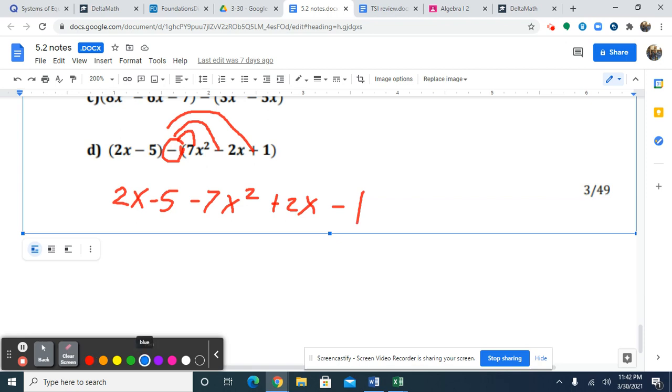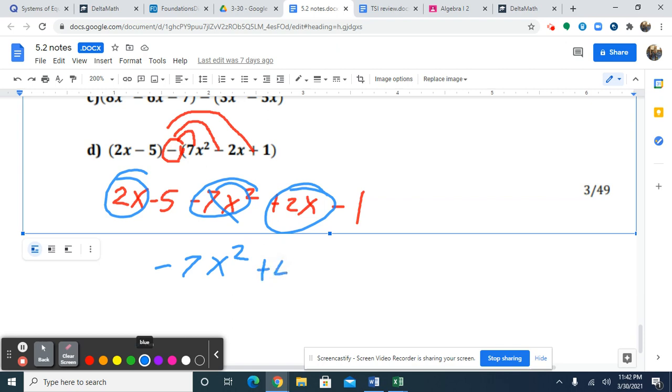And back to combining our like terms. So we always want to start off with the highest exponent. That's 7x squared, which there's nothing that we can combine that with. But then we have 2x and 2x. So that's 2 plus 2, which is 4x. And negative 5 minus 1, which is negative 6.